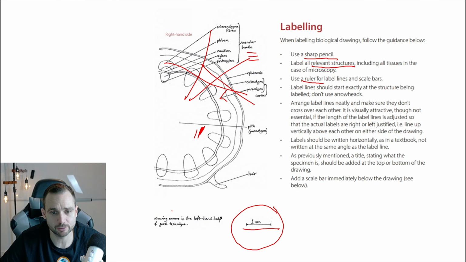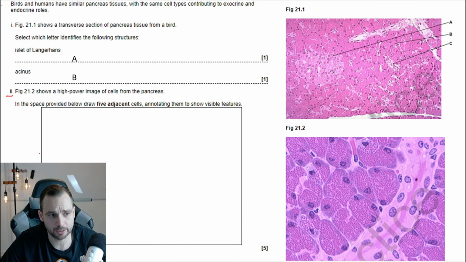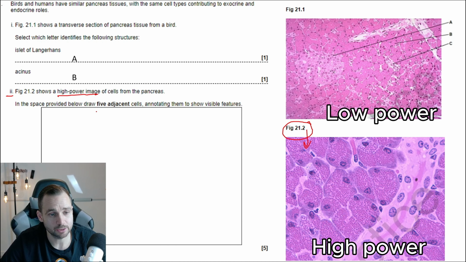In the exam, you will need to be given the magnification, or you need to calculate it within the question, and that should be documented too. So this is an example of a real exam question from a couple of years ago. So we're going to jump in here. Figure 21.2, so we identify that, that's this one here, is a high power image. So we immediately know, they're helping us in the question, that we are drawing individual cells, we're not drawing whole tissues. Whereas if we were asked to draw this one, this is an example of a tissue called an islet of Langerhans, so we would be drawing around the outside of that one.